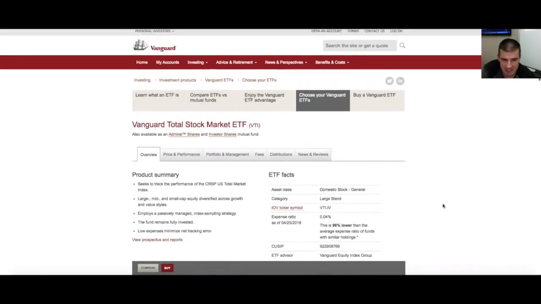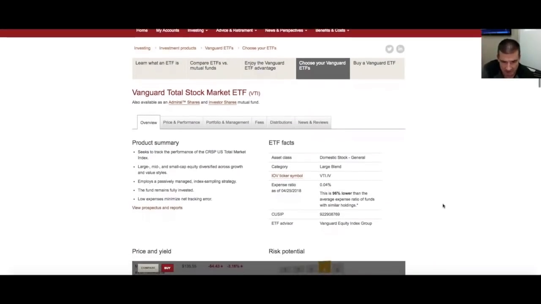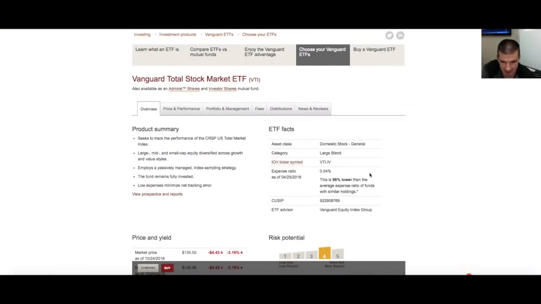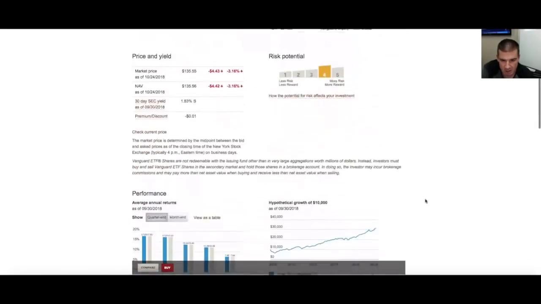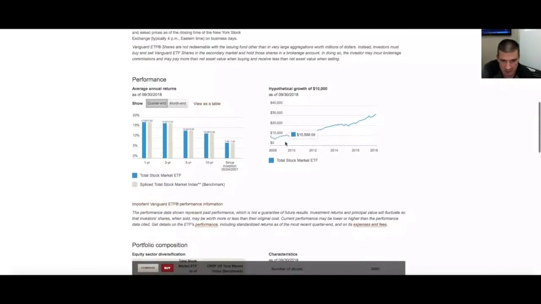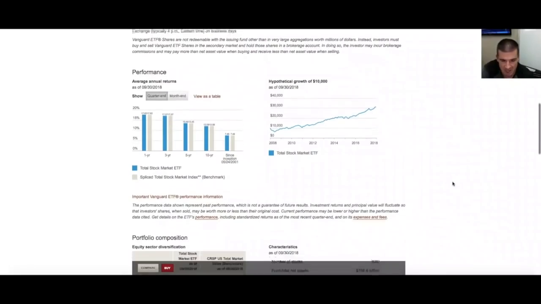So we're in the VTI screen here, and it's going to give you all the facts about the ETF. And the facts that I want to bring your attention to, which are going to be used for comparison later, is this 0.04 here, and then 96% lower than the average expense ratio of funds with similar holdings, okay? So the holdings that are in this ETF, you can see it's performed quite well, tripled, in fact, since 2008.